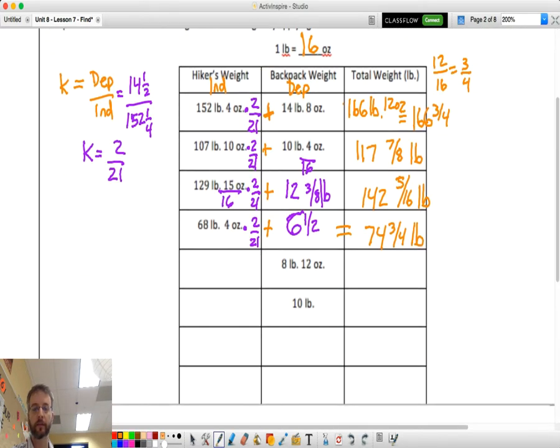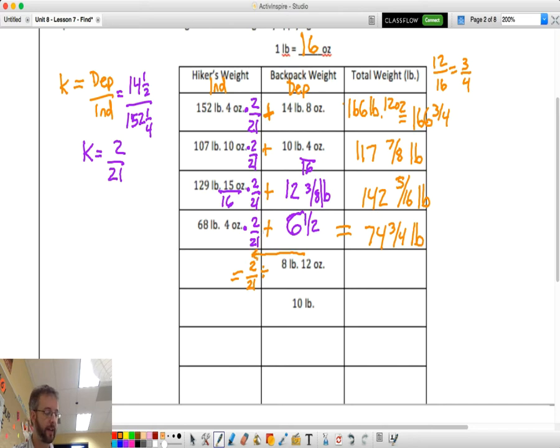Let's keep going. What if they told us the weight of the backpack? Could we work backwards and figure out the hiker's weight? That's right. If we work backwards, we should just divide by 2/21, or multiply by its reciprocal, and that will tell us. So let's imagine right now. I know this is in front of it, but let's work backwards.